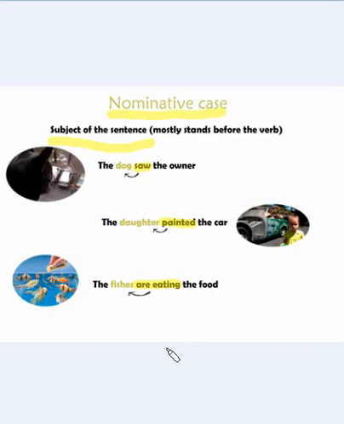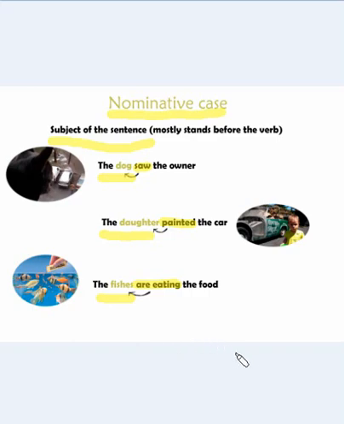Secondly, in 99% of the sentences, nominative case is the first word in the sentence. So, the dog, the daughter, the fishes. It's really simple, so let's go to the third hint. We never have prepositions before the nominative case. If you are not sure what is the preposition, I'll add the link in comments.